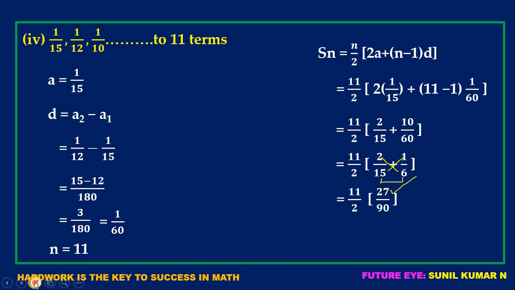Now again this cancellation is possible, children. So 27 and 90, 27 is a multiple of 9, 90 is also a multiple of 9. So it will cancel. 9 3s are 27, and 9 10s are 90. So what do we get here? 11 by 2 into 3 by 10. So no cross cancellation is possible here. 11 and 10 will not cancel, 2 and 3 will not cancel. So what you will do is numerator into numerator. 11 into 3 is how much? 33, and 2 into 10 is how much? 20. So 33 by 20.